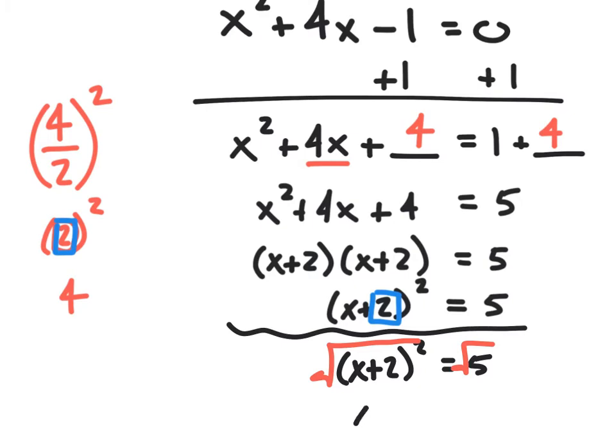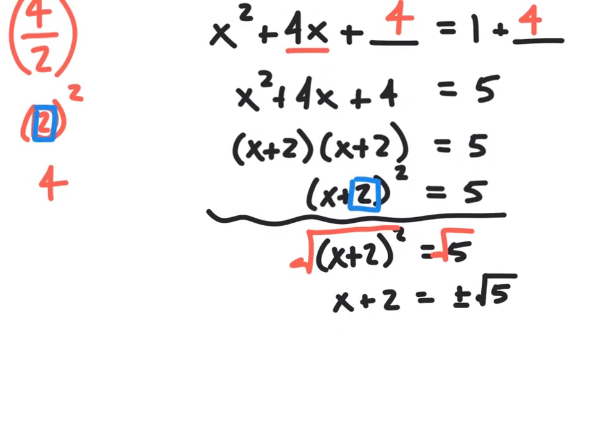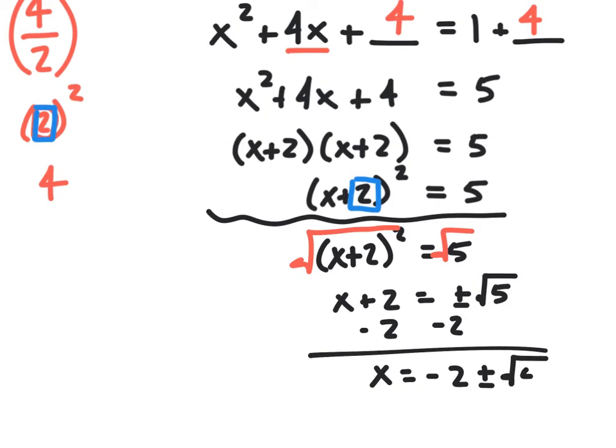I get that x plus 2 is equal to plus or minus the square root of 5. And then what I'd want to do is subtract 2 from both sides, and I would get that x is equal to negative 2 plus or minus the square root of 5, and this is my answer.